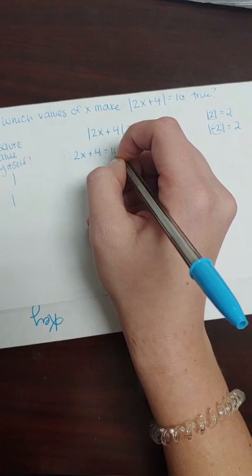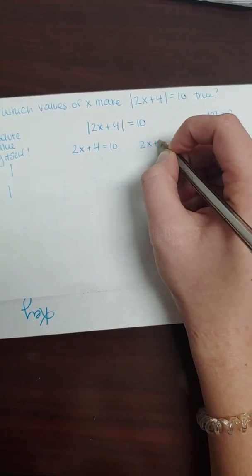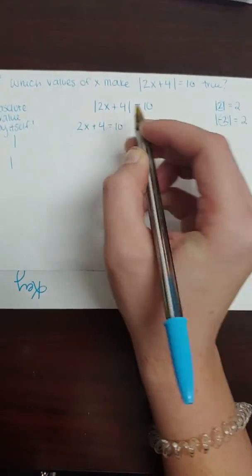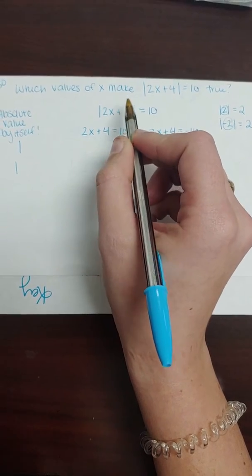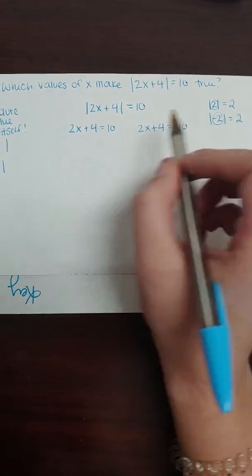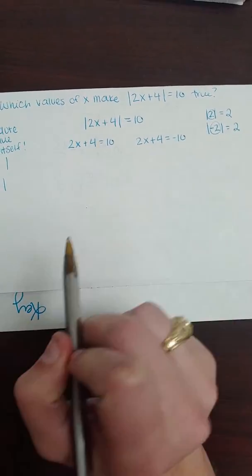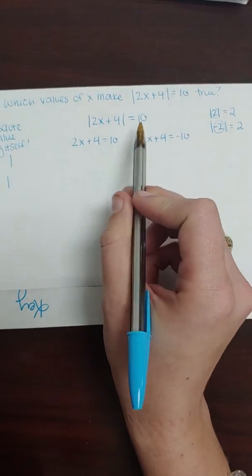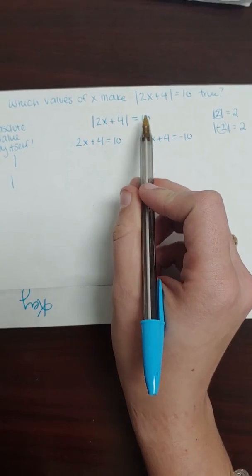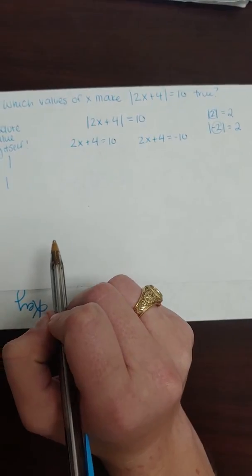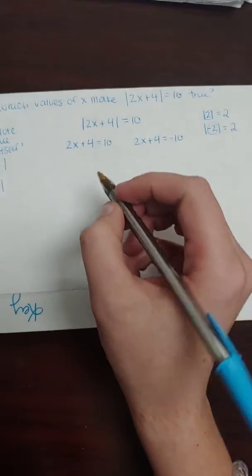So this could equal 10, or 2x plus 4 can equal negative 10, because if I get negative 10 in here, once I take the absolute value, I'm going to get the same 10. Just like here, if I got negative 2, absolute value is still 2. I also notice that I can never have a negative value on the other side, because absolute value is positive. So this one, we're good to keep going.